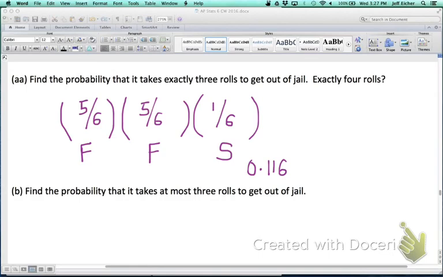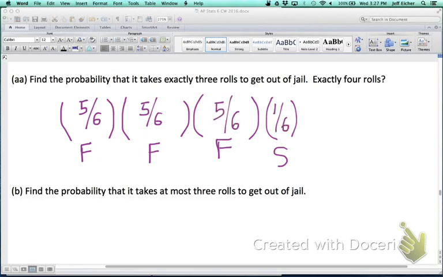This question also asks, what about exactly 4 rolls? Well, if I can use the magic of technology and erase some of this, exactly 4 rolls would be failing on the third and then finally having a success on the 4th roll. So that would be, if you want to do a little math and simplify, 5/6 to the third, 1/6 to the first. And whatever that is would be your probability that it takes exactly 4 rolls to get out of jail instead of exactly 3.